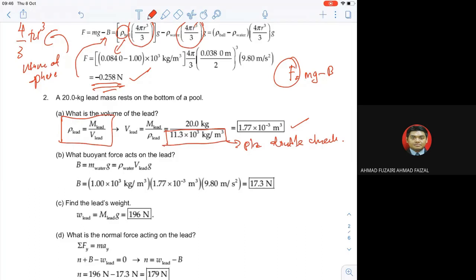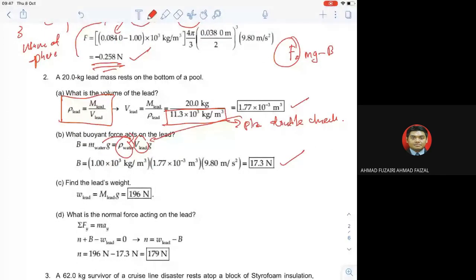What buoyant force acts on the lead? So definitely kita akan ada mVg lah. M water times g. Lepas tu ditukarkan kepada ini, which is rho of the water, V of the lead ataupun V of the water pun boleh. Tapi V of the water nak dapat macam mana kalau kita tidak ada lead? Volume of the water kita tak tahu. So we are using the volume of the lead times g. So in order to do that, kita dapat 17.3. So kena actively calculate ya, kalau boleh to calculate sama-sama dengan saya sekali ya.